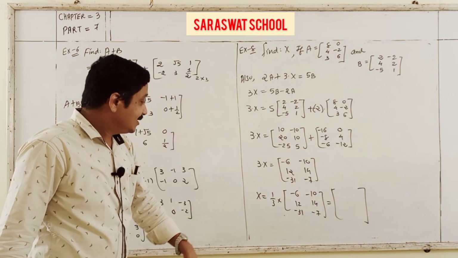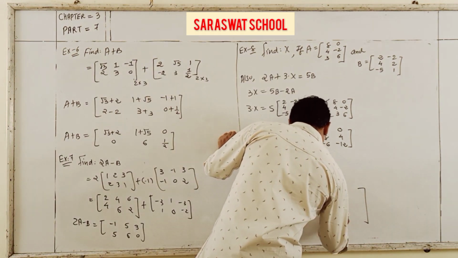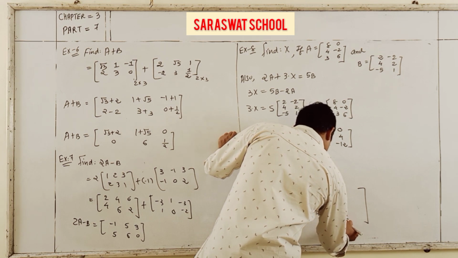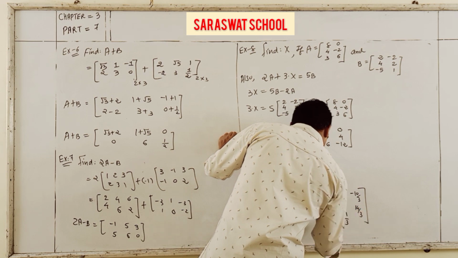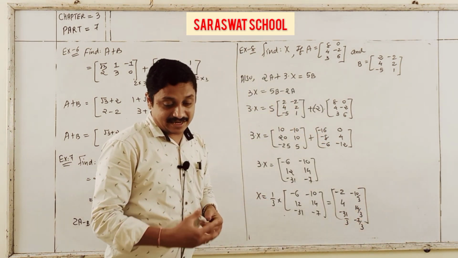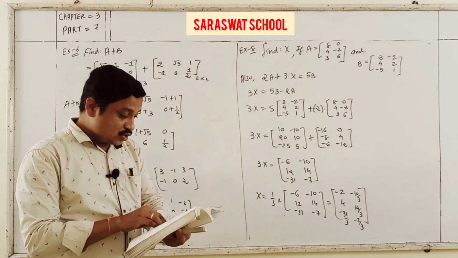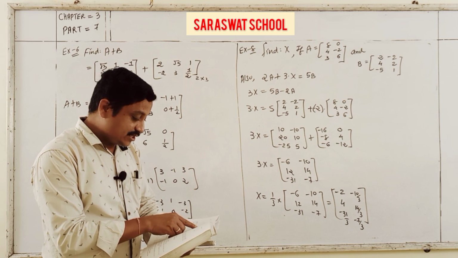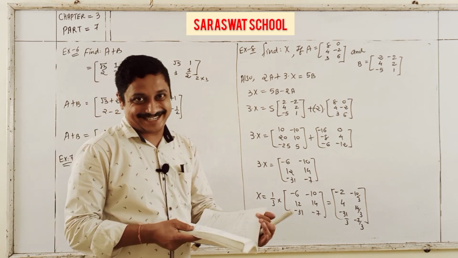Only and only divided by 3. So minus 2, 4, and 3 fours are minus 31 by 3, minus 10 by 3, 14 by 3 and minus 7 by 3. Let me just check my answer before going ahead to my final destination. Minus 2, minus 10 by 3, 4, 14 by 3, and the last one is also correct.